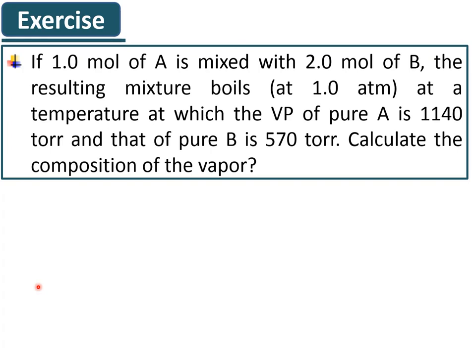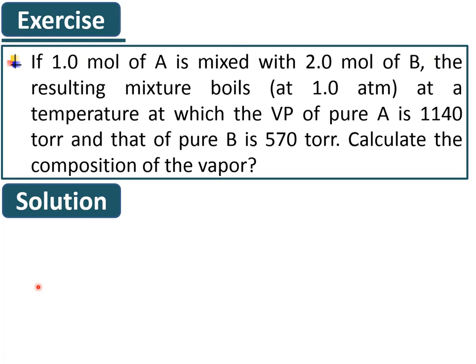So this is in the normal atmosphere, at a temperature at which the vapor pressure of A is 1,140 torr, and that of B will be 570 torr. So it's giving you, at the same temperature, the vapor pressure of pure A and pure B. Calculate the composition of the vapor. So it's asking now about the composition of the vapor. So you can calculate the mole fraction of A and B in the solution phase.